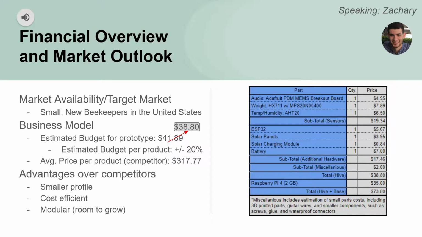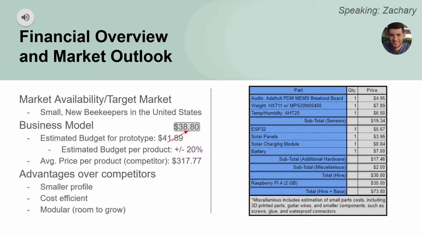One note is that since our base station is intended to work for multiple hives, it is not included in the per hive breakdown. Though, as you can see, adding the $35 for the base station based on the Raspberry Pi 4 used for the prototype still keeps our product much below the average pricing of competitors. The base station price is also one of the most likely to go down in future iterations.